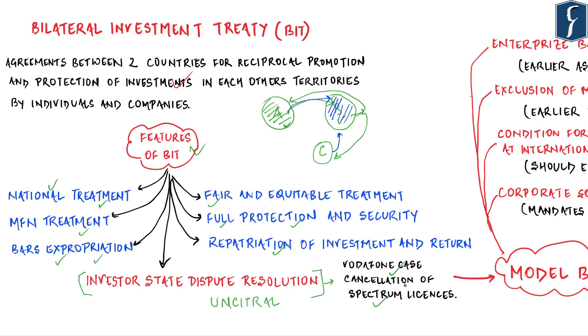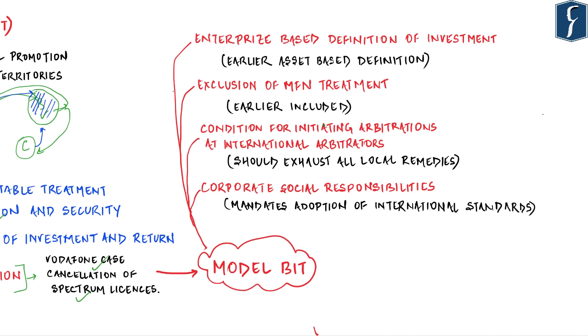Now, these investor-state dispute resolution cases against India led to a rethink, and the government has come up with a model BIT in 2016 and has also unilaterally terminated all the BITs signed with 60 countries so far. Now let us understand the key provisions of the model BIT, as this is the foundational framework under which all the future BITs shall be signed by India.